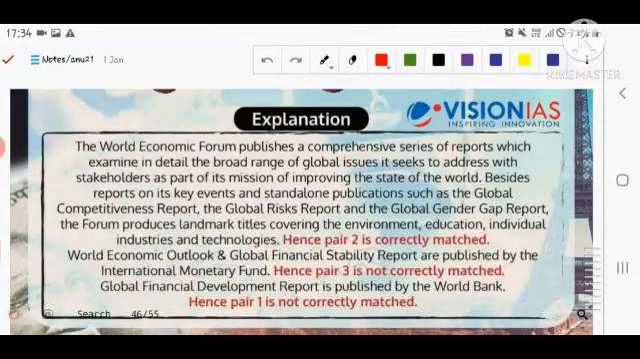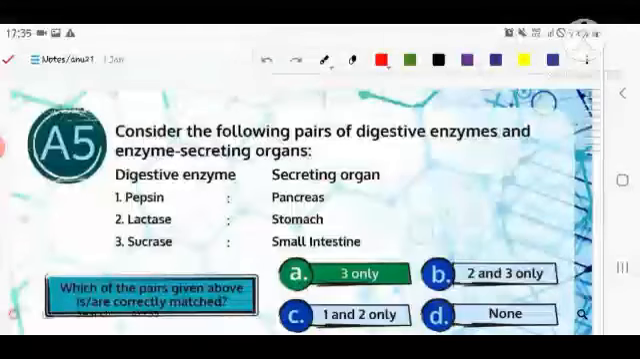The World Economic Forum publishes a comprehensive series of reports which examine in detail the broad range of global issues it seeks to address with stakeholders, as part of its mission of improving the state of the world. Besides reports on its key events and standalone publications such as the Global Competitiveness Report, Global Risk Report, and Global Gender Gap Report, which is very important, the forum produces landmark titles covering the environment, education, industries and technology. For example, the World Economic Outlook and Global Financial Stability Report are published by the IMF, so the third is incorrectly matched. The Global Financial Development Report is published by the World Bank. If you know the function of these institutions, you can find the answer.